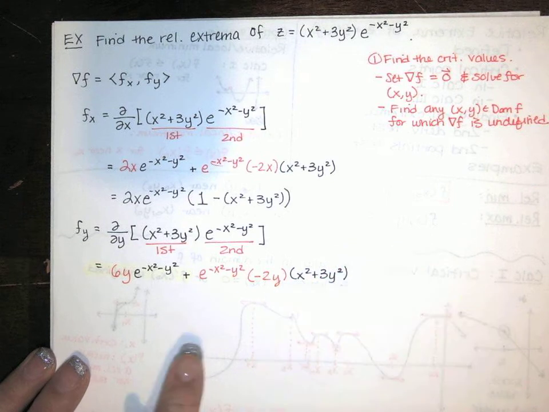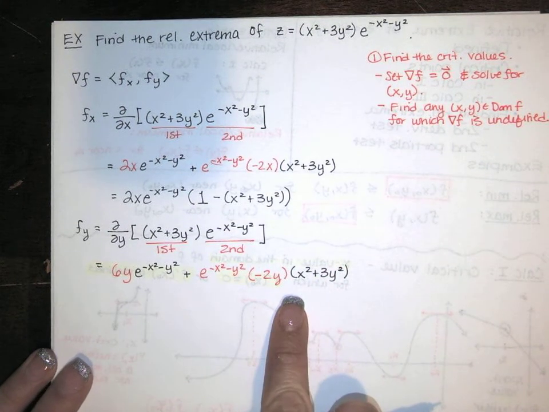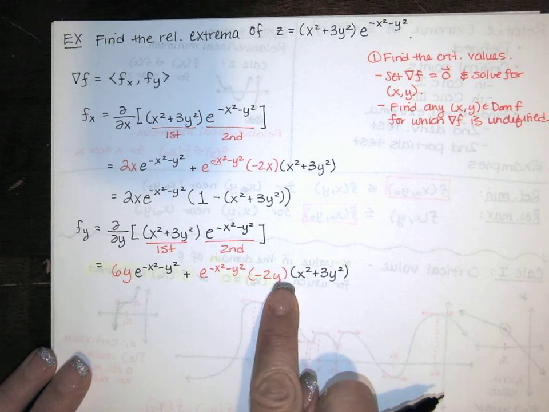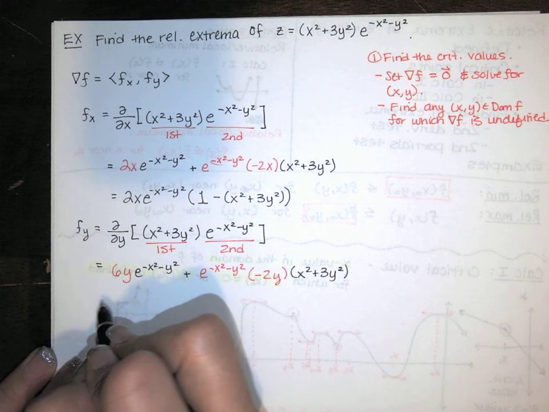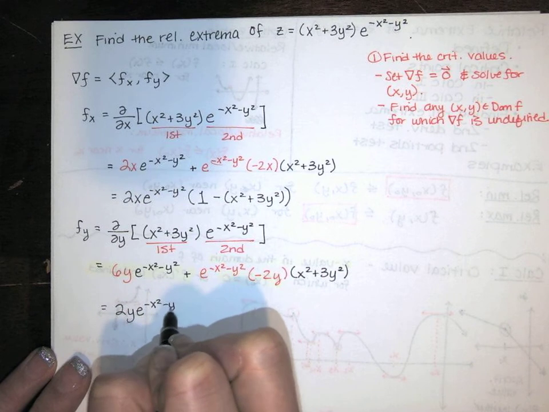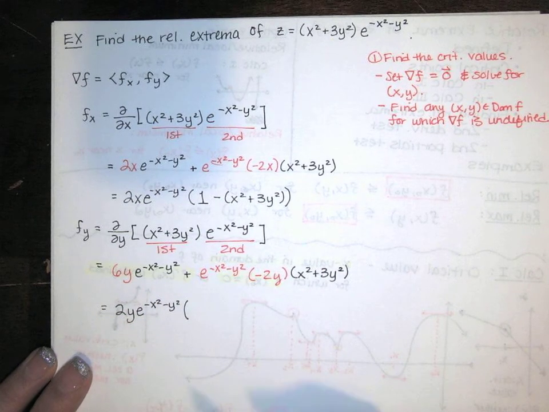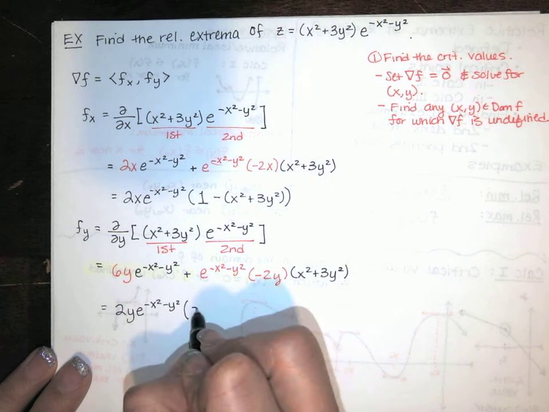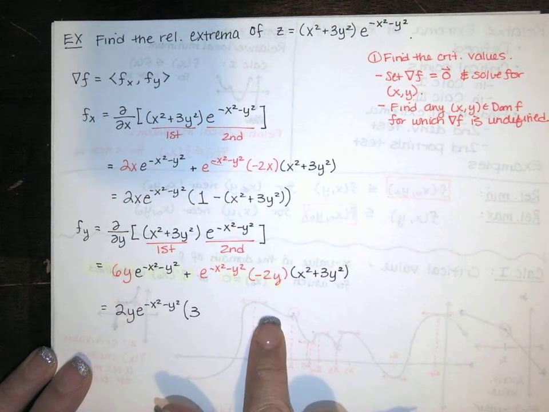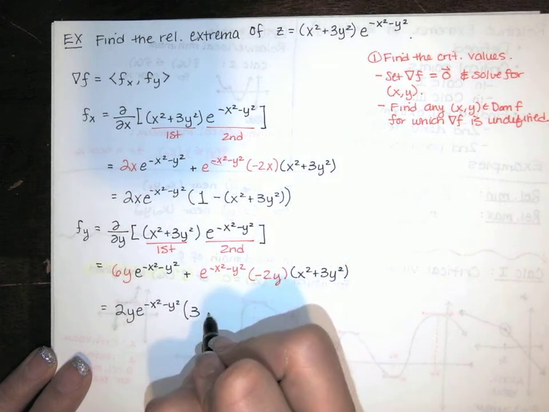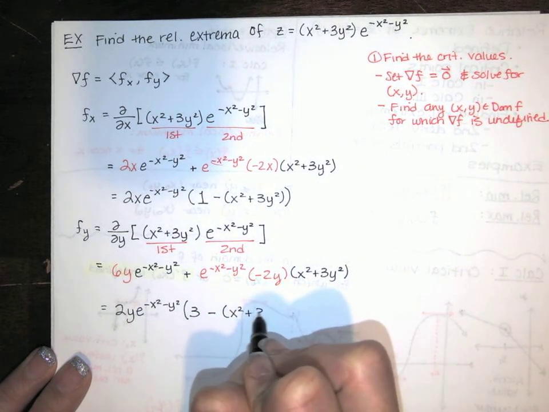And again, we want to factor out anything that these guys have in common, and I see the 6y and the 2y, so I can factor out a 2y. They also have the exponentials in common, so I've got 2y times e to the negative x squared minus y squared. And I say to myself, okay, this times what will give me this? Well, to get a 6y, I need a 3. And this times what will give me this? Well, I need the negative and that quantity. So I have negative quantity x squared plus 3y squared.